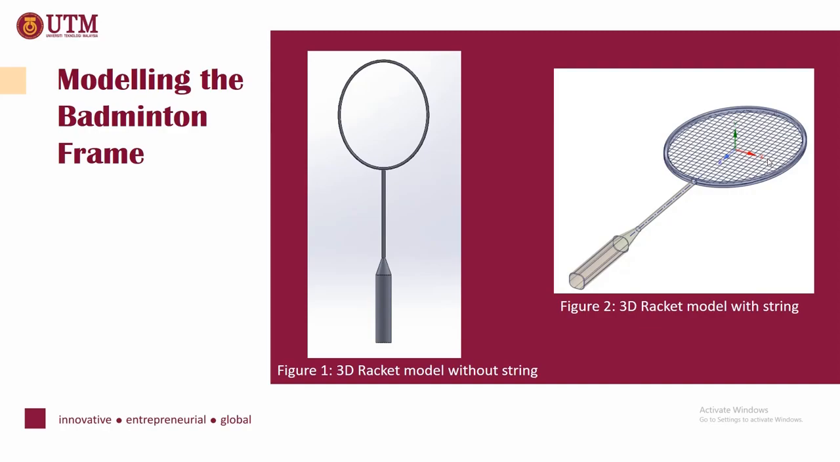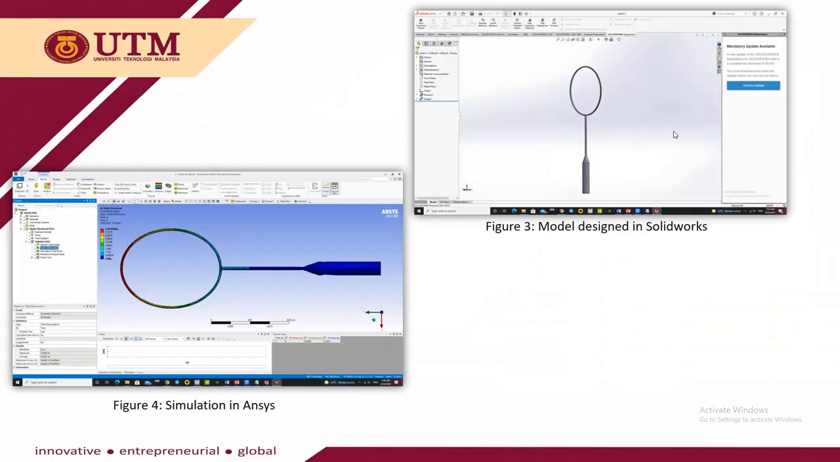Figure 2 shows a successfully imported 3D racket model with string in ANSYS software. Next, Figure 3 shows a snapshot during the designing process in SolidWorks, while Figure 4 shows the structural analysis simulation running in ANSYS using the model designs imported from SolidWorks beforehand. I chose an unstrung racket because the simulation that I am doing does not involve the string tension factor.